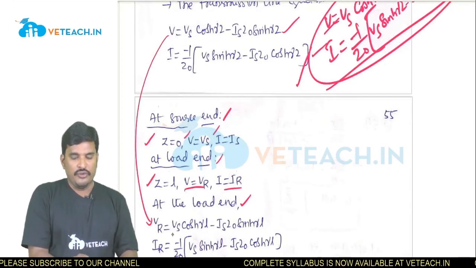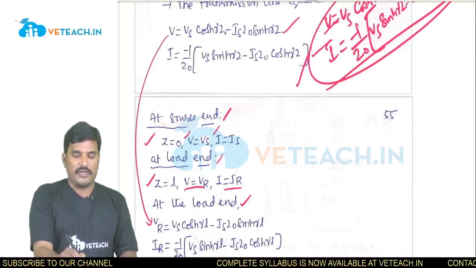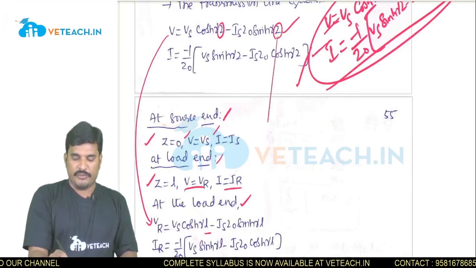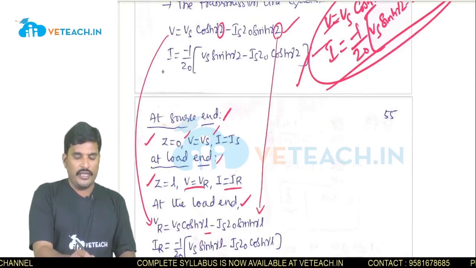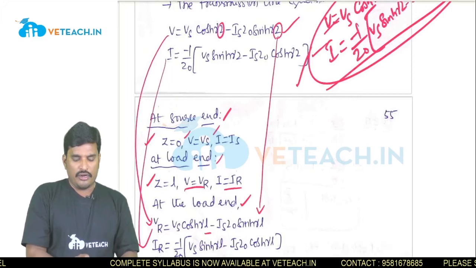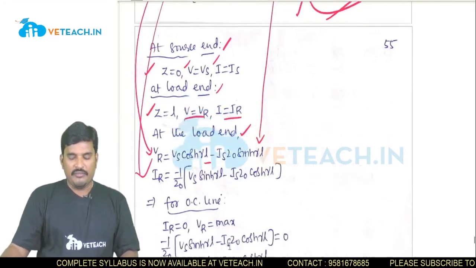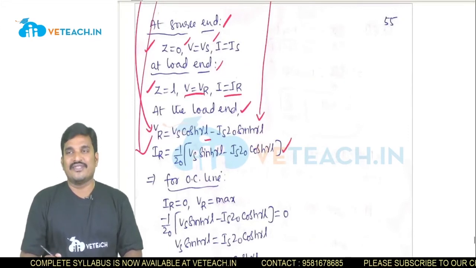VR is equal to Vs cosh γL, because Z becomes L, minus Is Z0 sinh γL, where Z also becomes L. Then I becomes IR equals minus 1 by Z0 into Vs sinh γL minus Is Z0 into cosh γL, right?